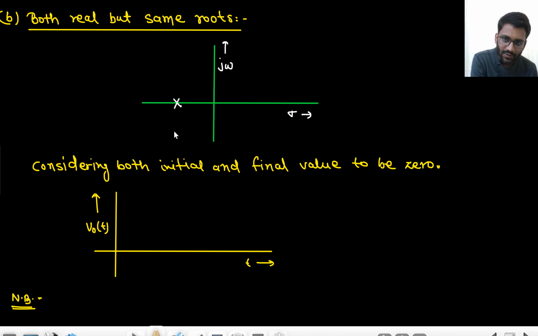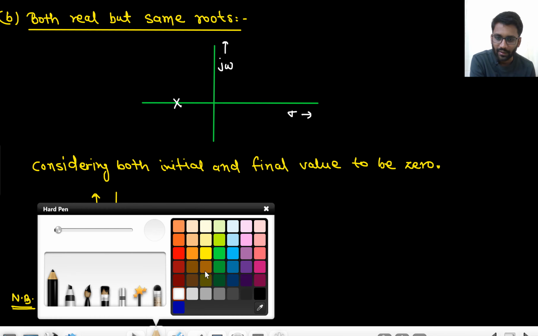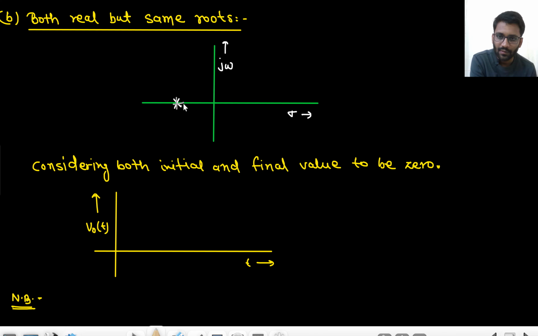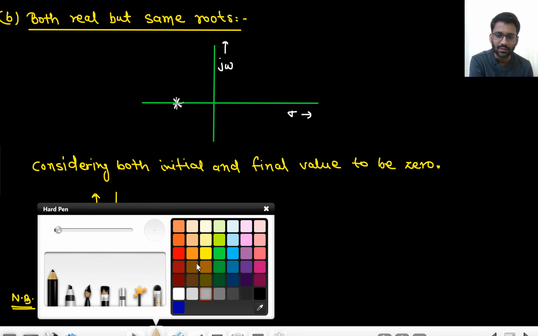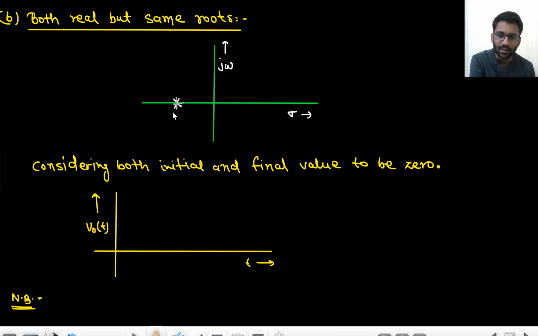Real and same. So first I am making it like this, the other one I will have to use some other pen. So there are these two roots. Okay, minus alpha. I will write two roots. SP1 is minus alpha, SP2 is also minus alpha. Same root is there. Okay.